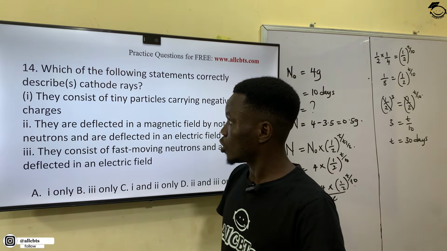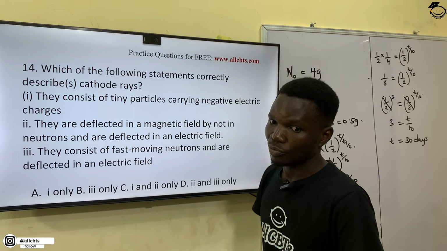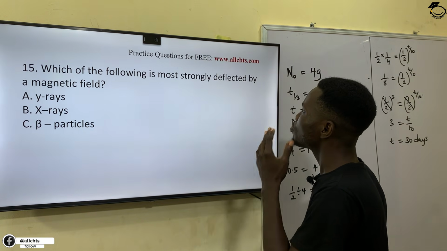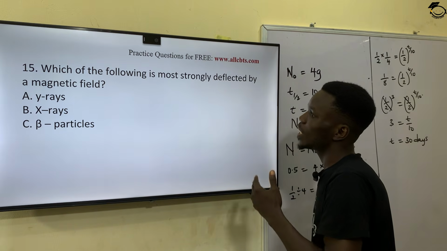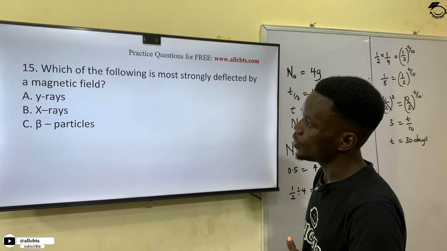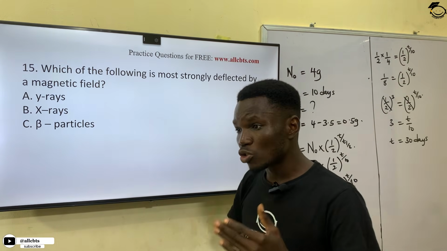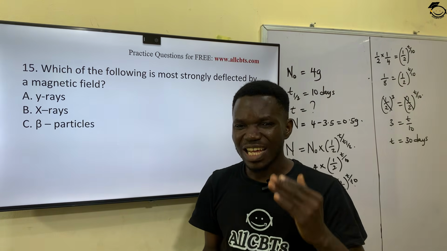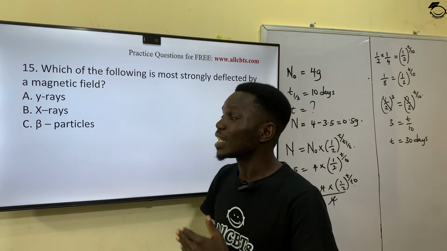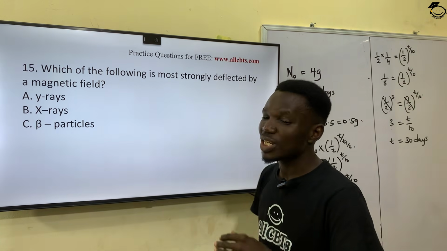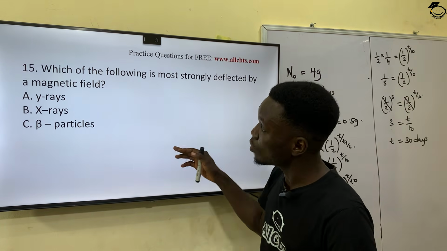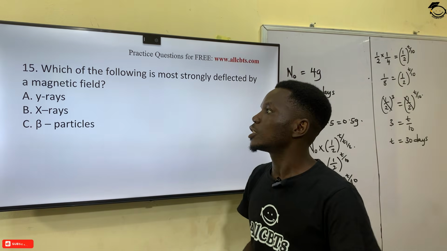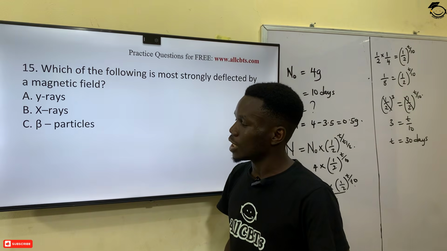So that takes us to question number 15, which says, which of the following is most strongly deflected by a magnetic field? Now, the particle that is most strongly deflected in a magnetic field is the negatively charged particle. And in this case, the negatively charged particle is the beta particle. So the beta particles are the most deflected in a magnetic field. So the correct answer is option C.